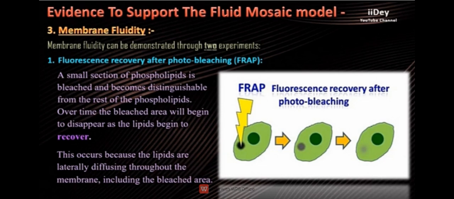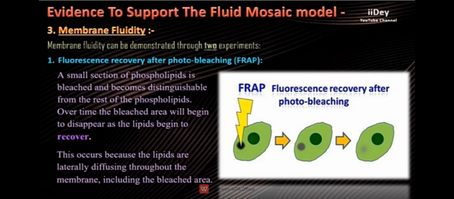Membrane fluidity. Membrane fluidity can be demonstrated through two experiments. Fluorescence recovery after photo-bleaching, like FRAP. A small section of phospholipids is bleached and becomes distinguishable from the rest of the phospholipids. Over time, the bleached area will begin to disappear as the lipids begin to recover.